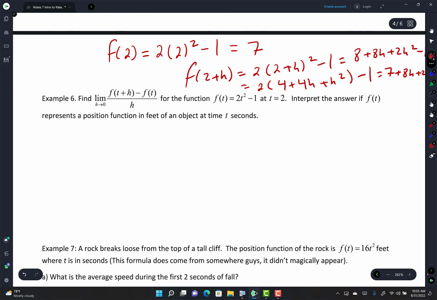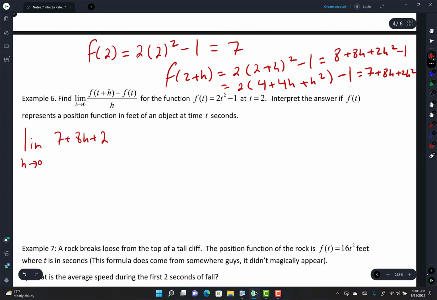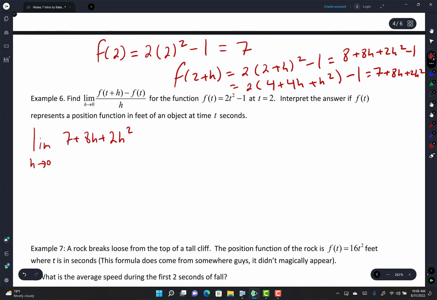All right. I am calculating this right now. Limit as h approaches 0. And then I have 7 plus 8h plus 2h squared, minus, that's f of 2 plus h, minus f of 2, which is 7, all over h. Have I messed up? Okay. So here we go. I'm going to zero some stuff out.